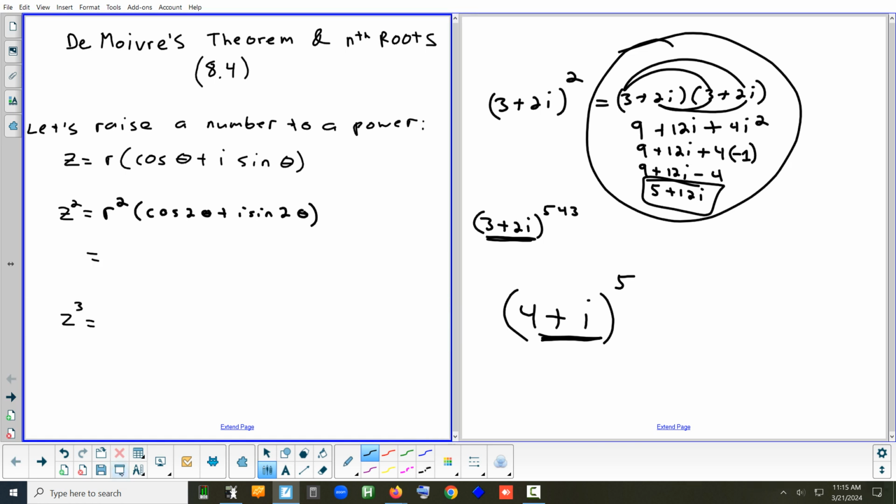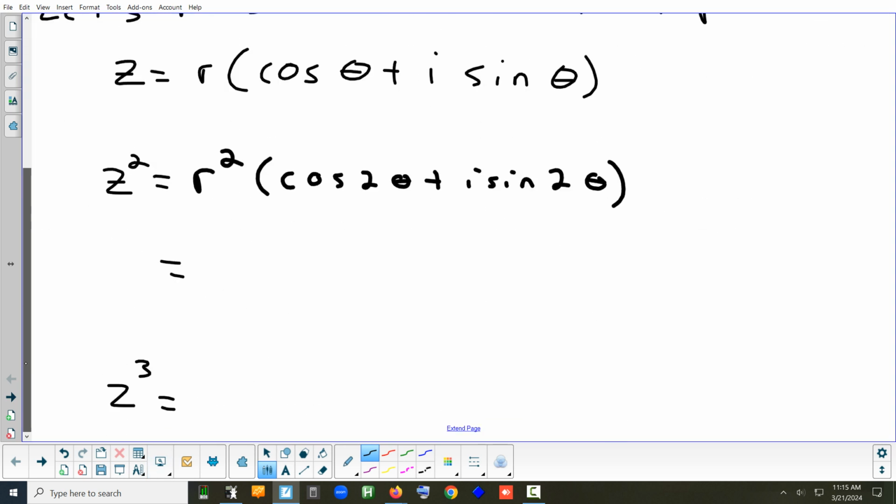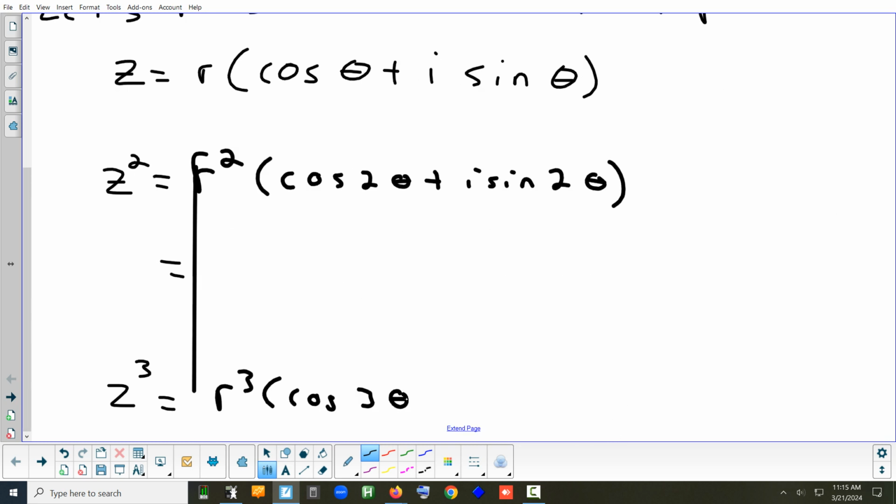Now, based on the pattern for z squared, anyone think they know what z cubed would be? R cubed, cosine 3 theta plus i sine 3 theta. Yep, that would be r cubed. And z to the fourth would be r to the fourth and a fourth theta. If it was raising to the sixth power, it would be an r to the sixth and a sixth theta.